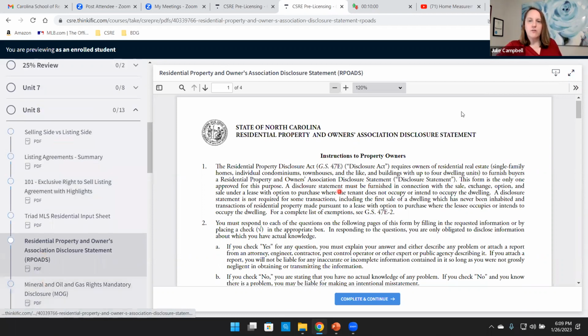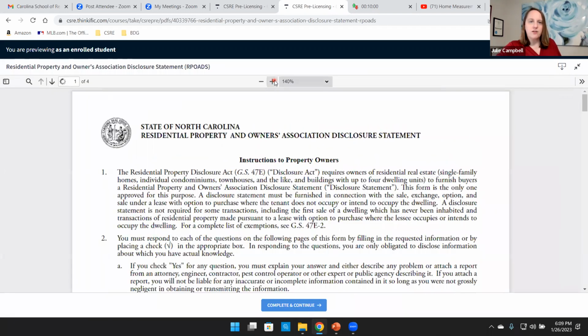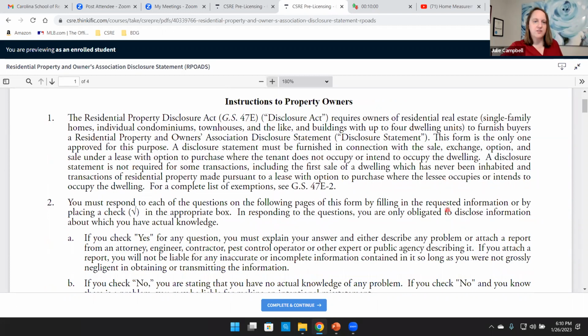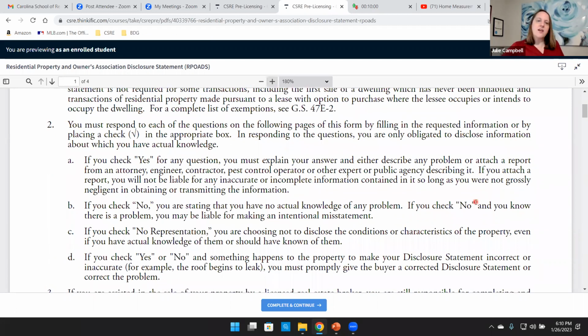So in the Unit 8 material, we first off have our ARPOs, Residential Property and Owners Association Disclosure Statement. You can see it starts with instructions to property owners. Once again, we can use the forms to help put words in our mouth. So when we're telling the sellers they have to do this and they go, do I really have to? We have the forms to help us have these conversations with the seller. The seller has three choices when they're asked, is there a problem with this? Is there a problem with that? They can either say yes, they can say no, or they can say no representation.